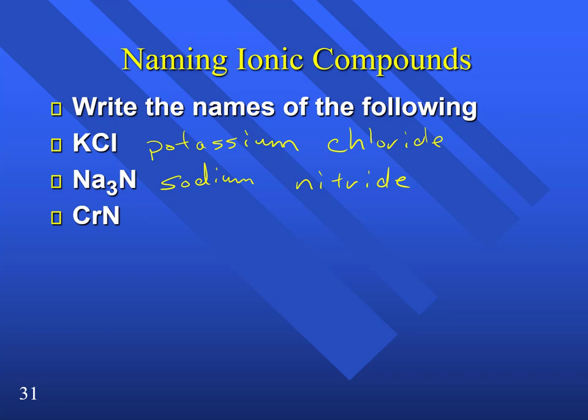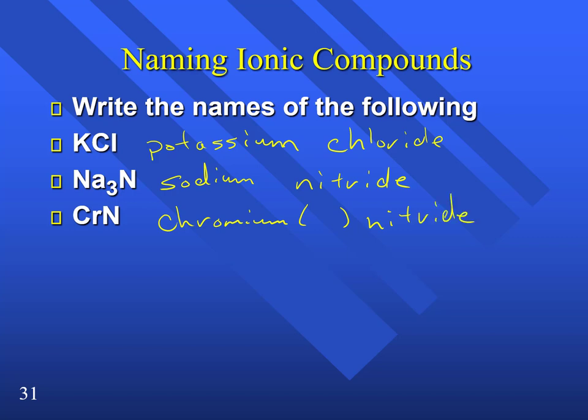CrN. Cr's a metal, but it's a transition metal. Its name is chromium, and I'm going to need Roman numerals. So I actually start right here by writing down chromium, Roman numerals. I don't bother figuring them out now. I want to finish writing names, and then I'll go back and do the math. Nitrogen, well, right above, we saw what happens to nitrogen. Change it to nitride.